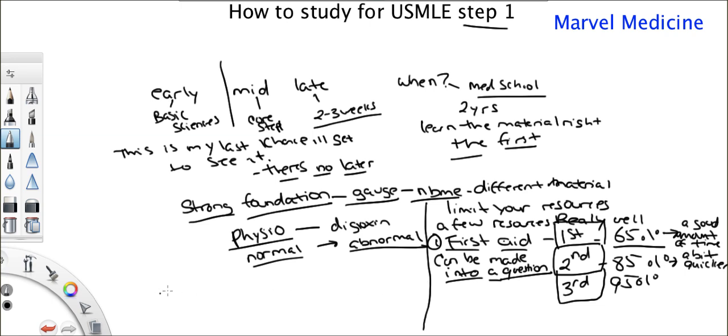Okay, this is what I find students doing all the time. They read about the cardiac cycle the first time, and they spend all this time in it, and then the second time they review it, they spend like the same amount of time. Don't do that, okay?